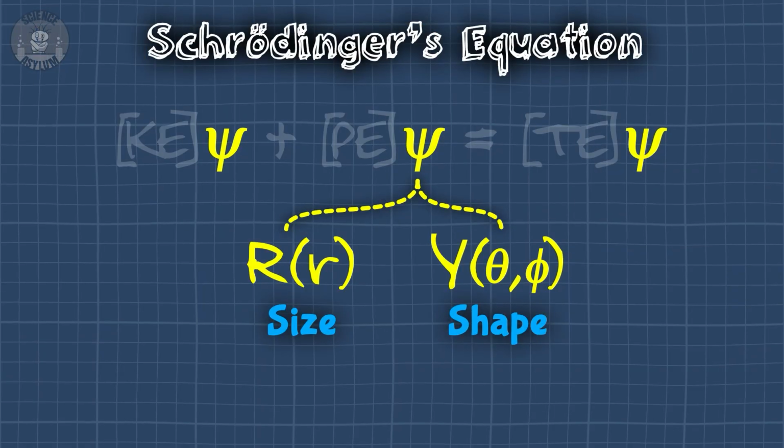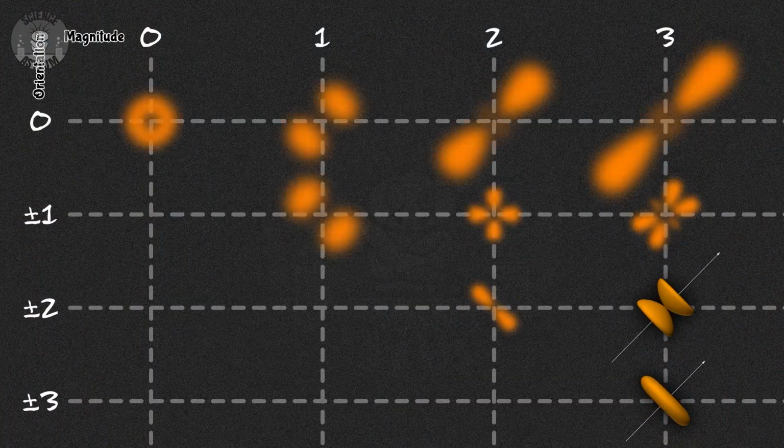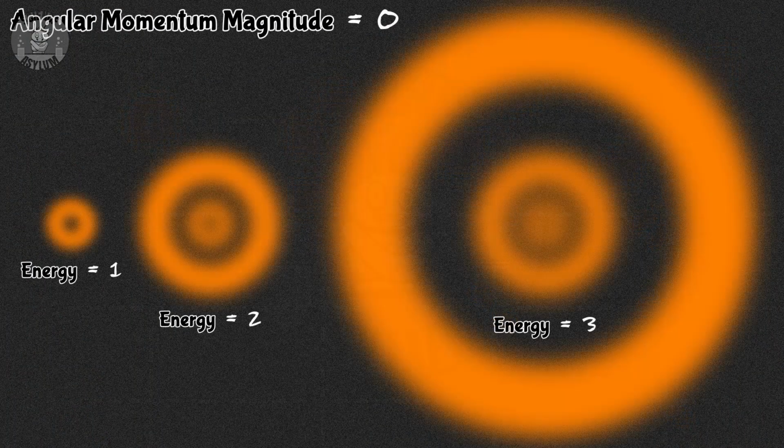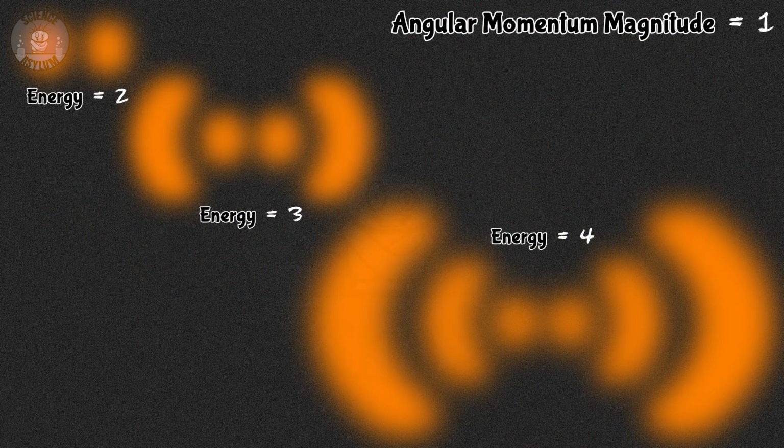Unfortunately, none of those shapes are probability distributions yet, because we left out the radial part. It's only half the solution. Including the radial part turns our shapes into probabilities. It turns these into these, which are further organized by energy level. These are just probability distributions.